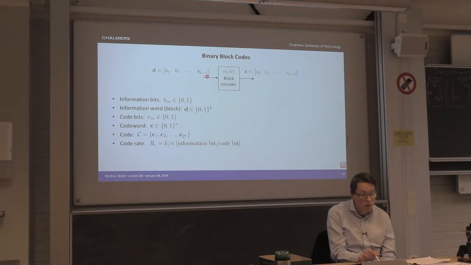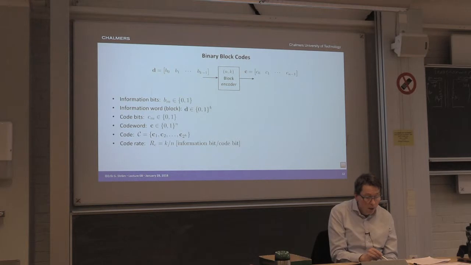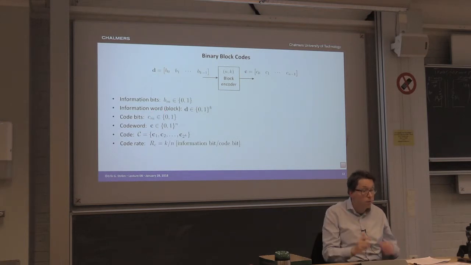And each such input block, d, is also called the information word. These are called the information bits. This is what actually carries data information. If we block k of those bits into a vector, then we call this an information vector, or an information block, or an information word. It's the same thing. It's a block of bits.